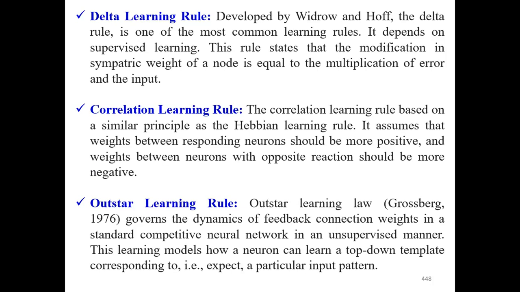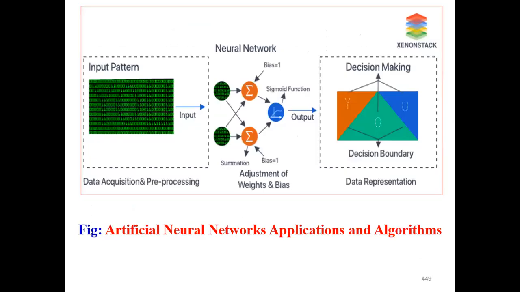These learning models show how a neuron can learn a top-down template corresponding to, that is, expecting a particular input pattern. This is called an outstar learning rule, especially for clustering algorithms. Now, artificial neural networks: applications and algorithms. We are using these artificial neural networks, especially in image processing applications, for classifying the data.